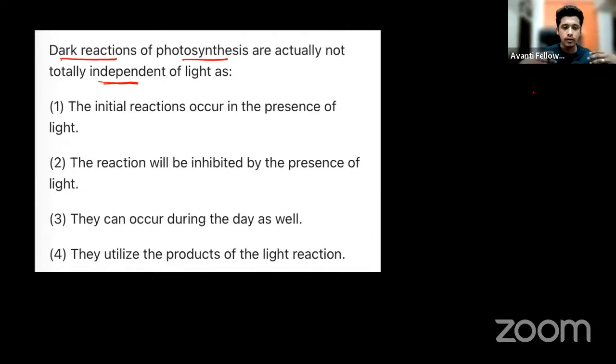They're telling us the dark reactions are not independent, right? The dark reactions are not independent, but they are dependent on light reactions. Why? Because the light reactions' byproducts are ATP.